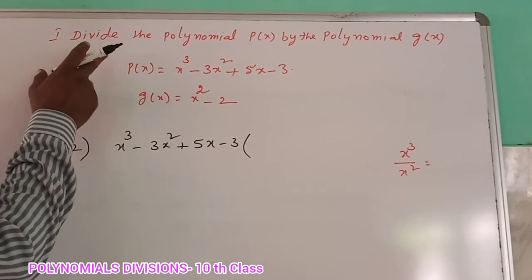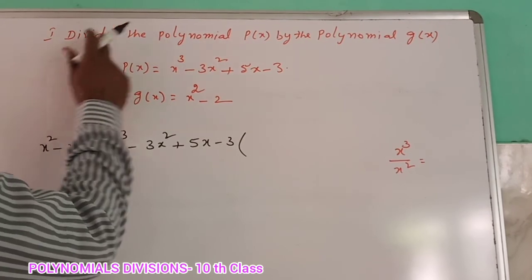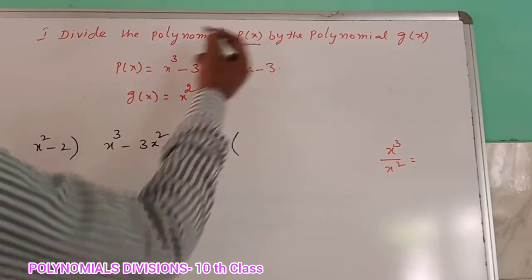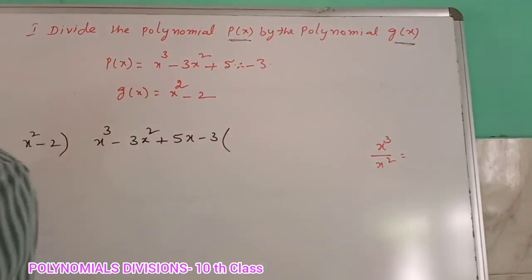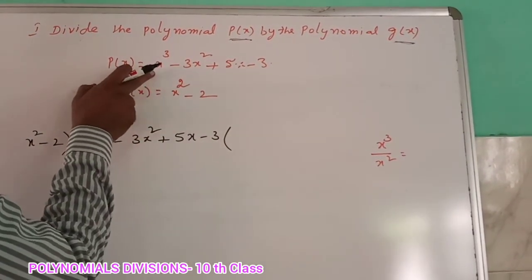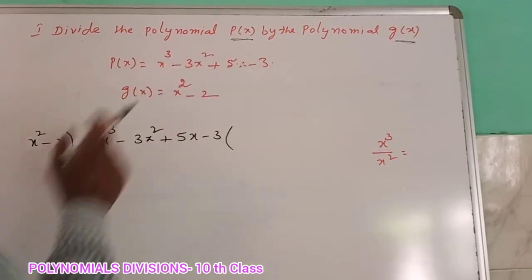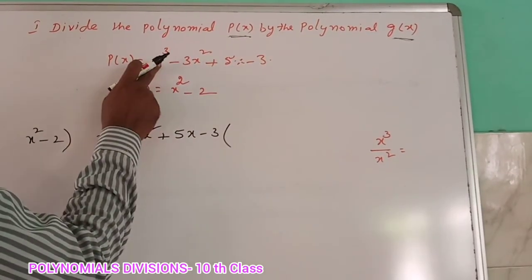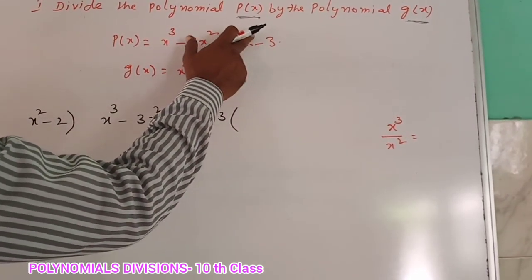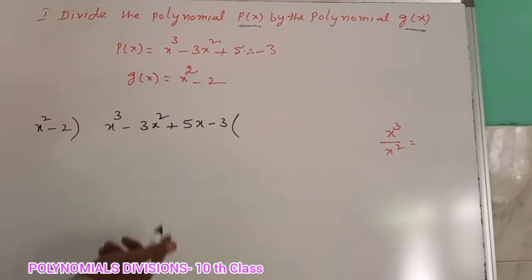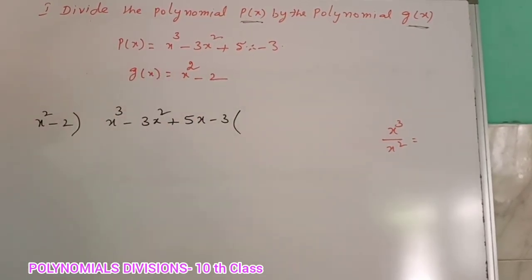Here it is the third chapter, fourth exercise. Divide the polynomial P of x by the polynomial g of x. P of x equals x cube minus 3x square plus 5x minus 3. It is in standard form, meaning cube term, square term, first degree term and constant. g of x equals x square minus 2, also given in standard form.